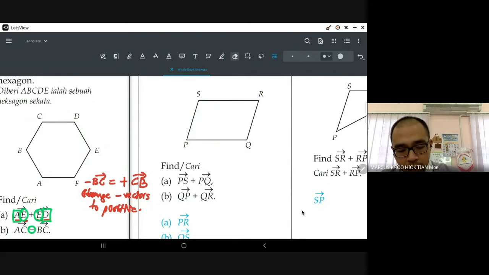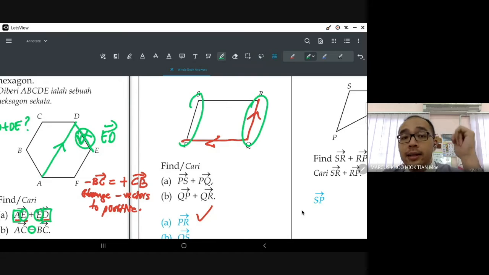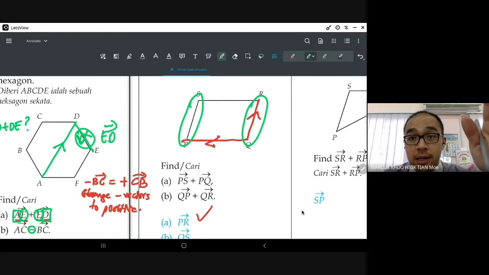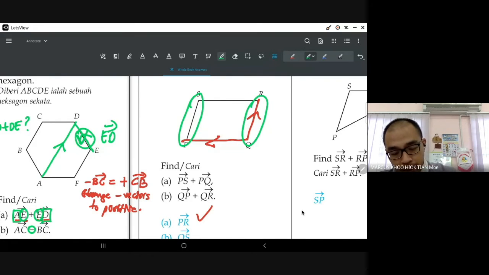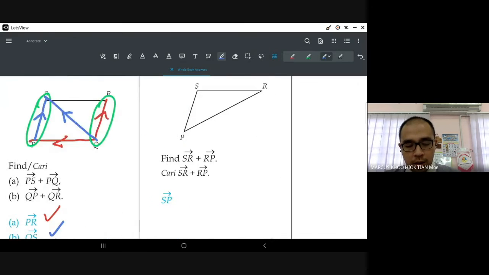Begitu juga with the second question. QP is here, QR pula is here. If you notice, actually QR and PS adalah the same vector sebab dia adalah selari. So kalau selari punya vector, kita kasih sambung lah. Okay, so we will get this. Therefore that's why the resulting vector is Q to S. Izzat dapat betul lah, QS. Jawapannya 6.